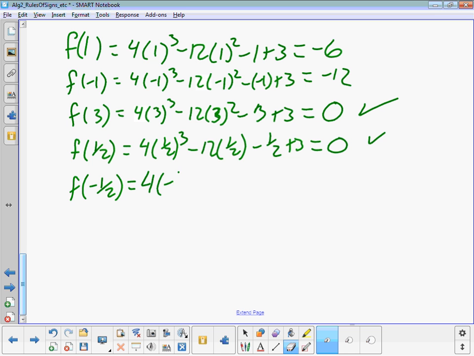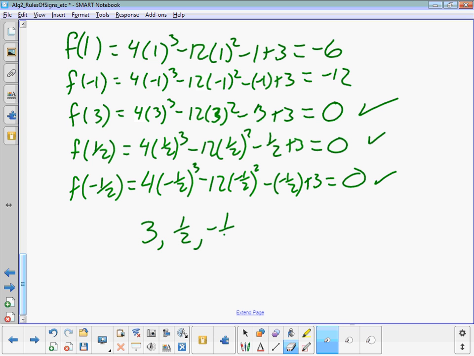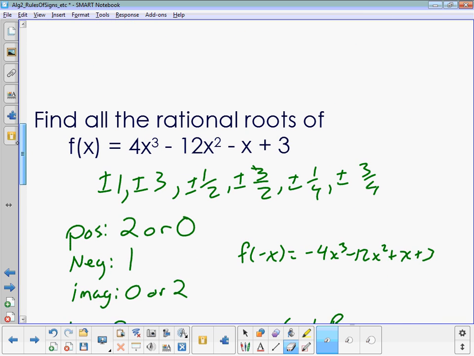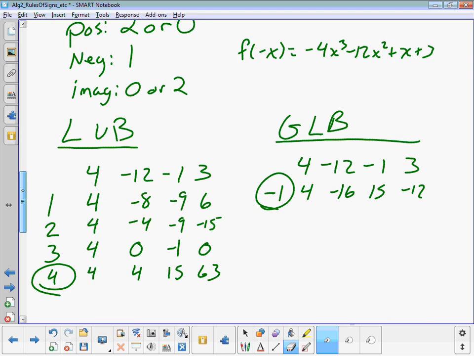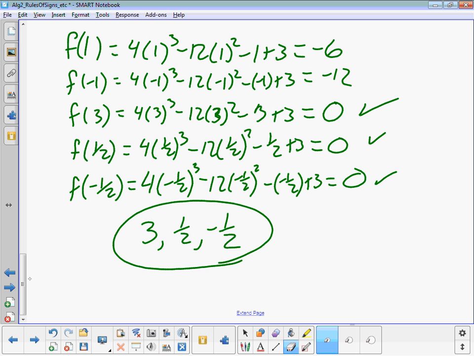So I got 4 times -1/2 cubed minus 12 times -1/2 squared. Minus a -1/2 plus 3, and I get 0. I found all 3 of them. So 3, 1/2, and -1/2 are the actual rational roots of our function 4x cubed minus 12x squared minus x plus 3. These are the 3 numbers that actually make it equal to 0.